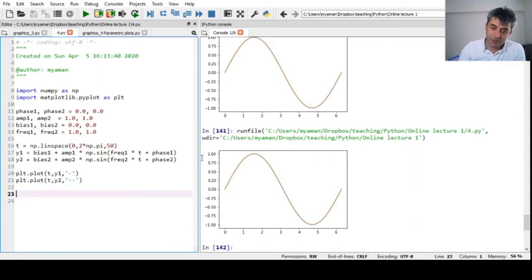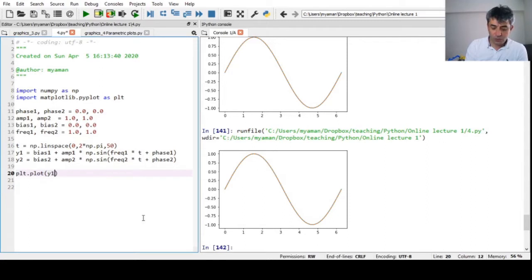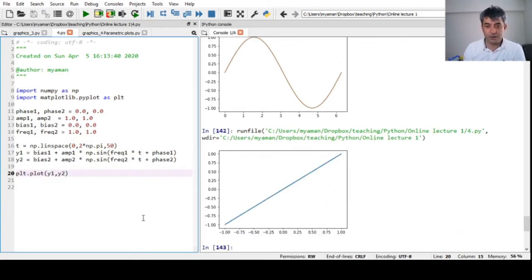So the y-axis is my signal, and the x-axis is the time. So instead of plotting it this way, I want to look at how it looks if I draw y1 versus y2. Now y1 is of course my sine, and y2 is the other sine. I want to plot y1 versus y2. So y1 is on the x-axis and y2 is on the y-axis. So this is how it looks.